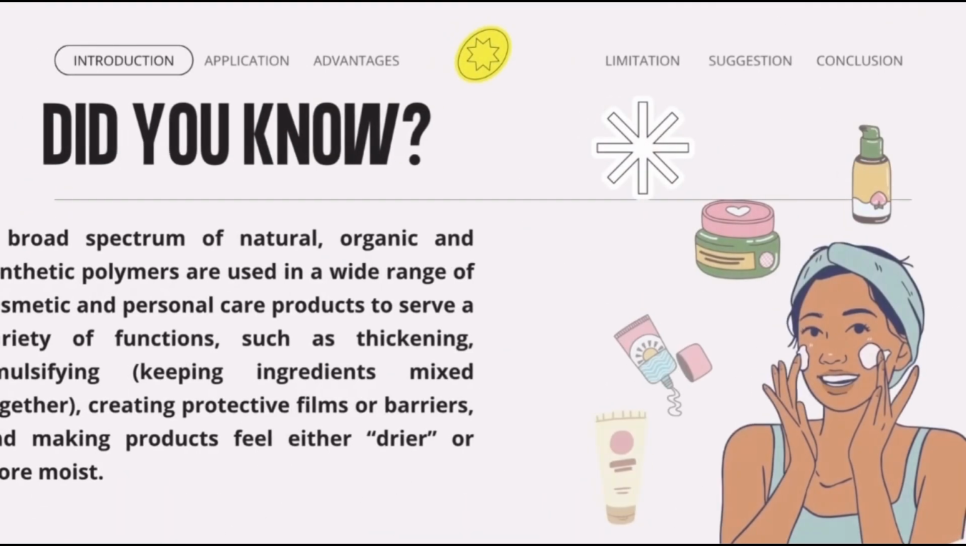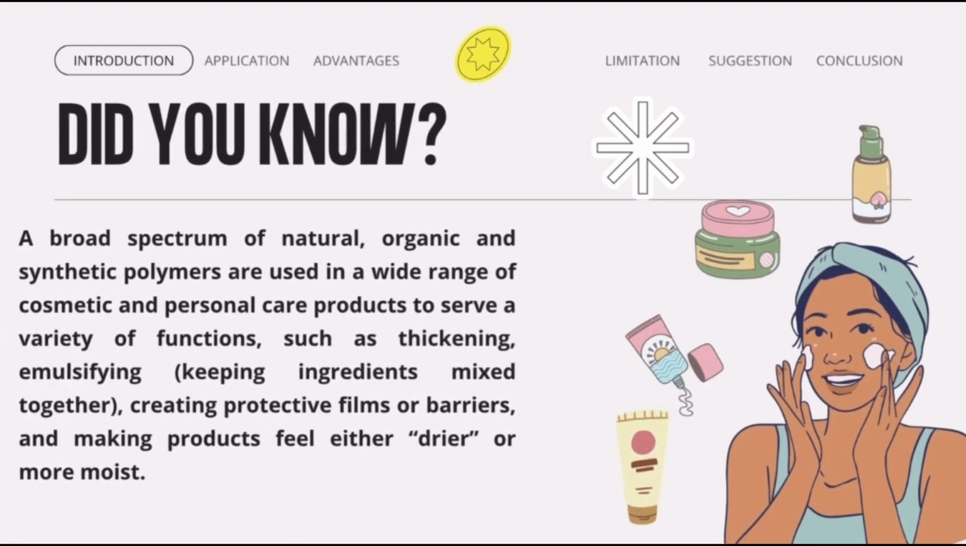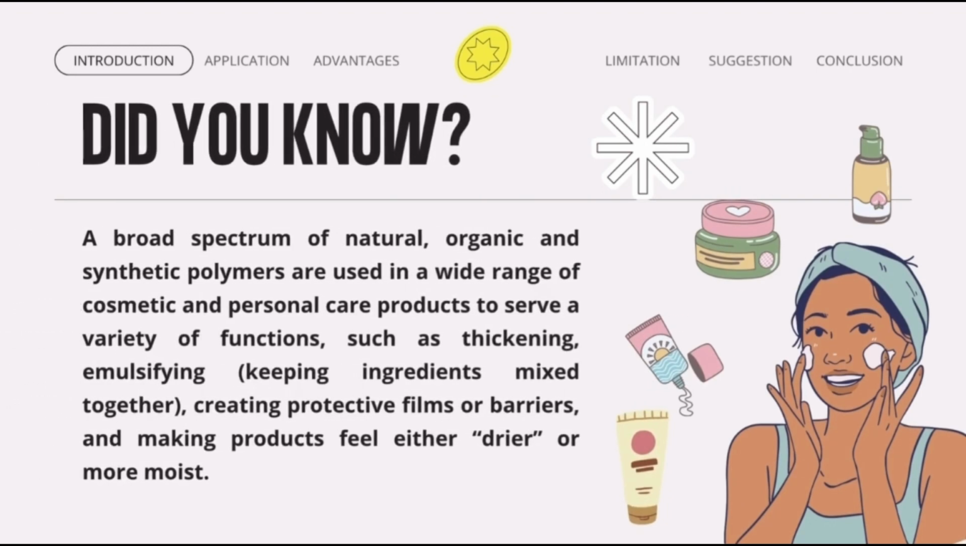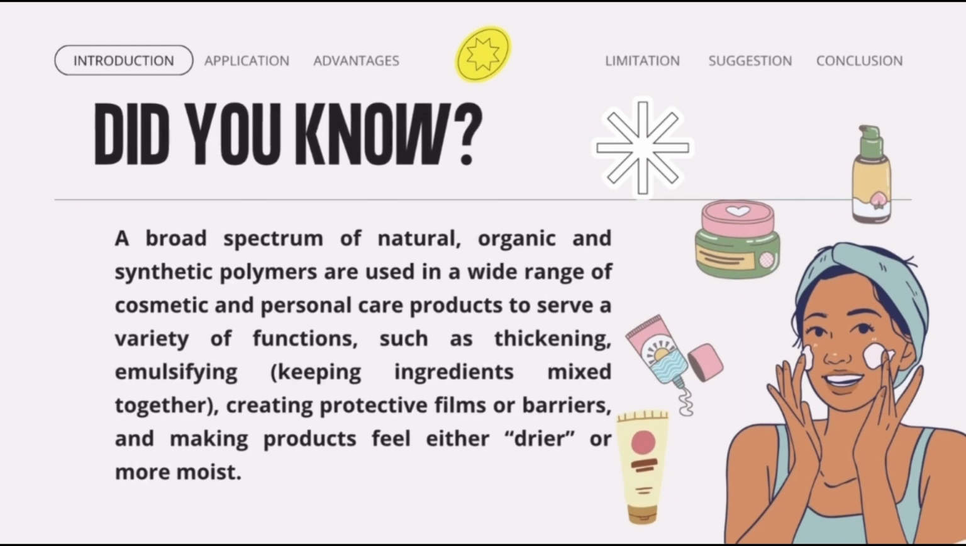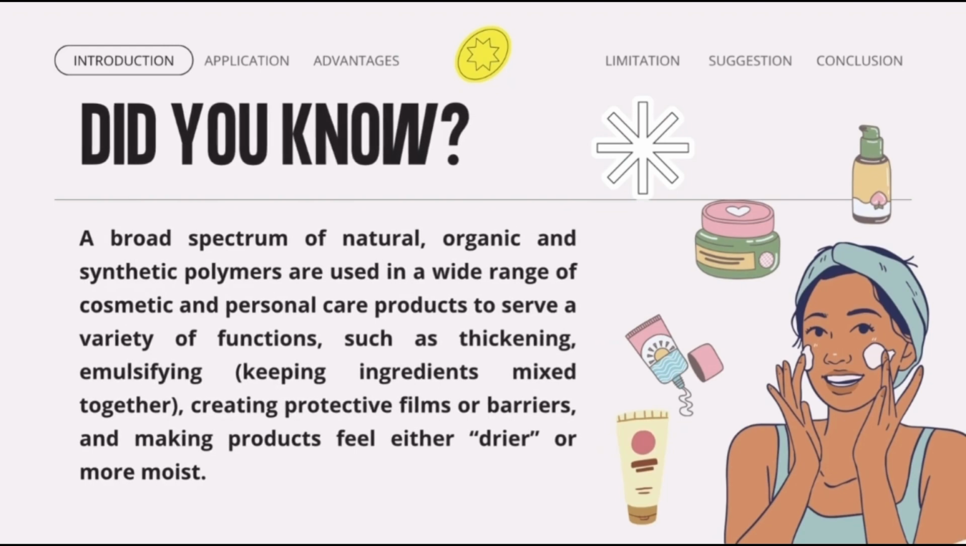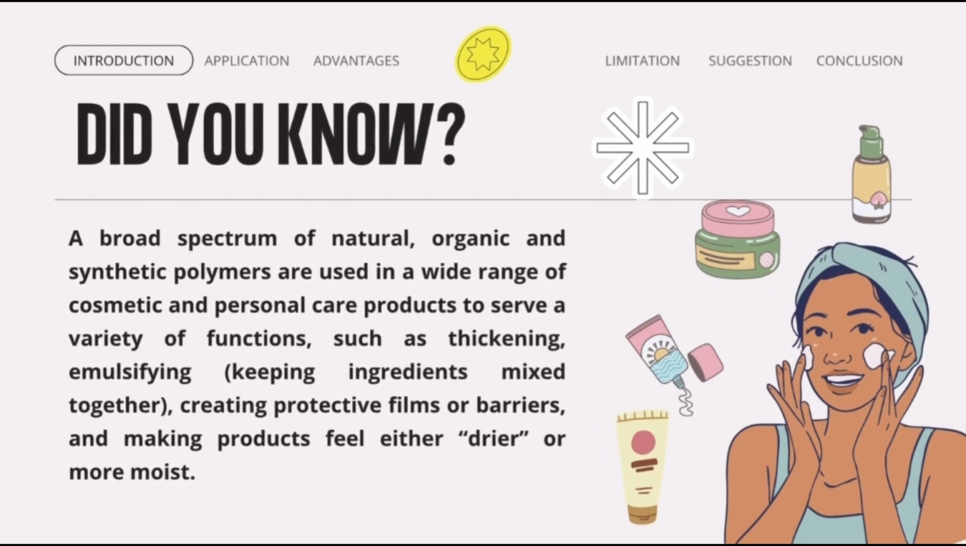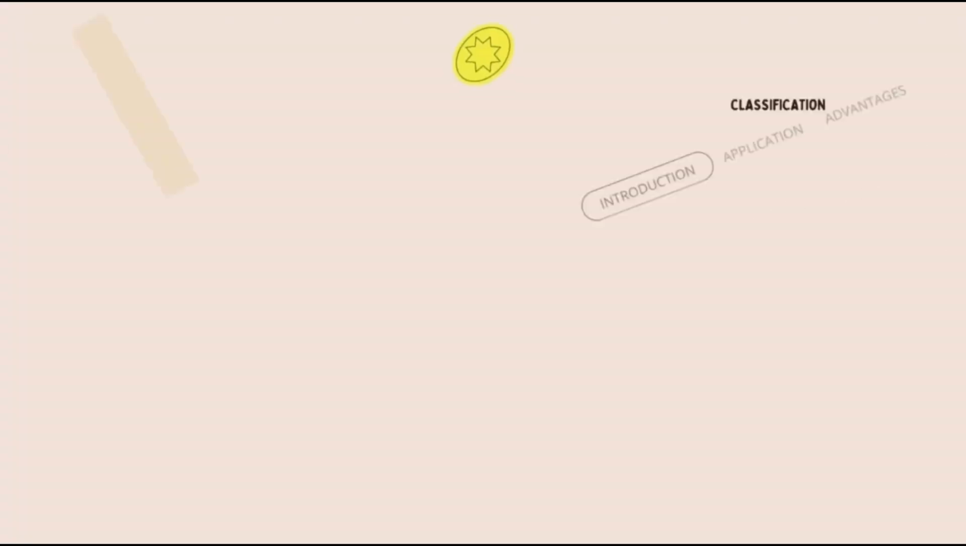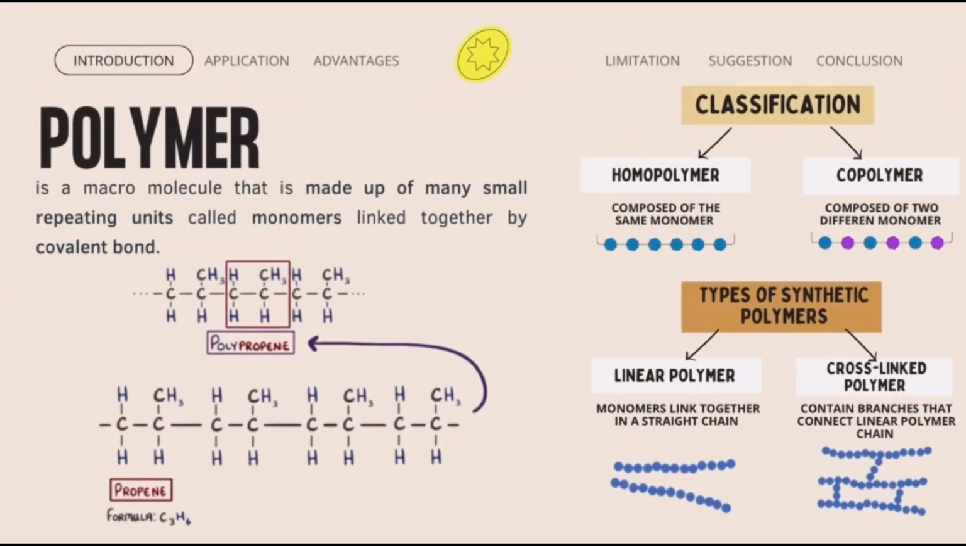Did you guys know that a broad spectrum of natural, organic and synthetic polymers are used in a wide range of cosmetics and personal care products to serve a variety of functions, such as thickening, emulsifying, which is keeping ingredients mixed together, creating protective films or barriers, and making products feel either drier or more moist? But first, let me explain to you what a polymer is.